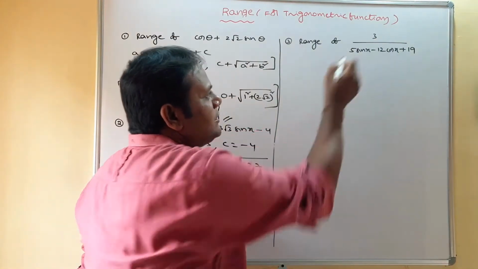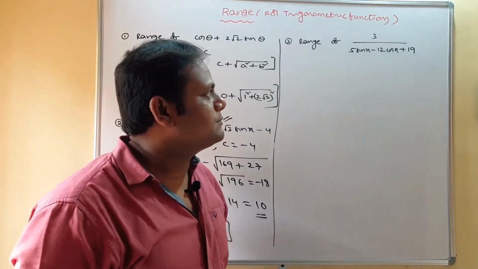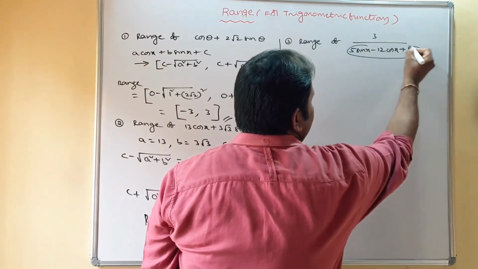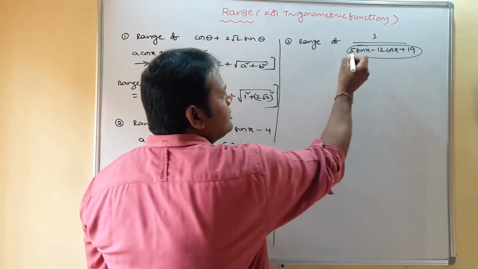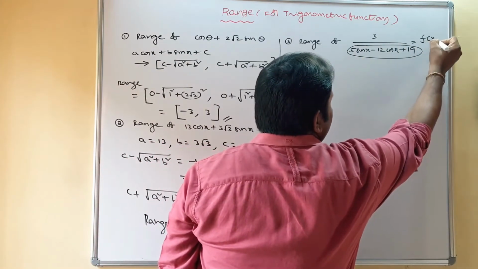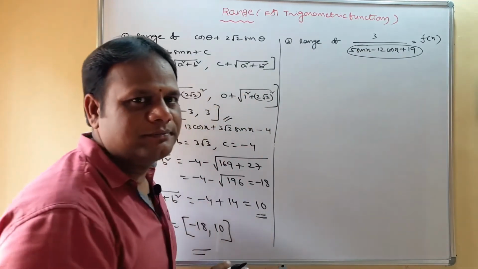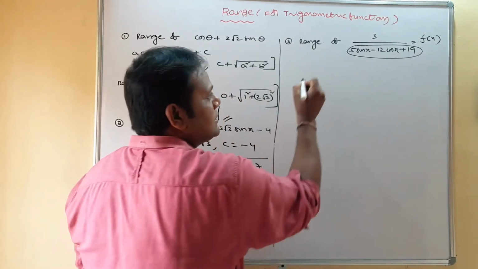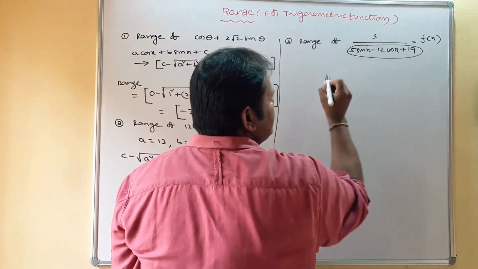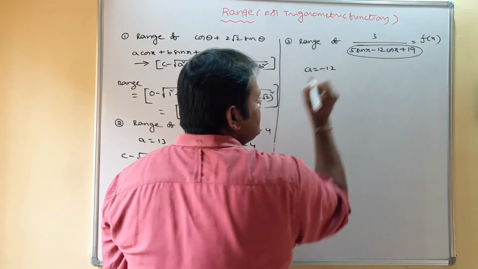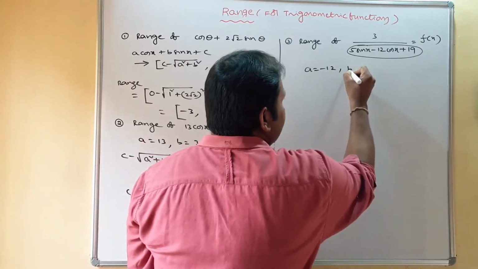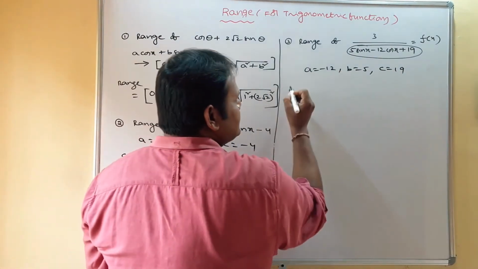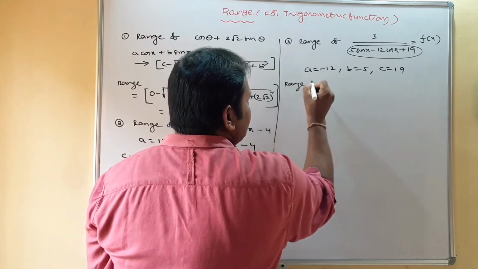Coming to this: range of 3 by 5 sin x minus 12 cos x plus 19. First we consider only this function. Suppose this entire function is f of x. So first we find this. Now here you see 5 sin x minus 12 cos x plus 19 is of the form a cos x plus b sin x plus c. What is a? Minus 12. B is 5. C is 19. So you find the range of this function only.